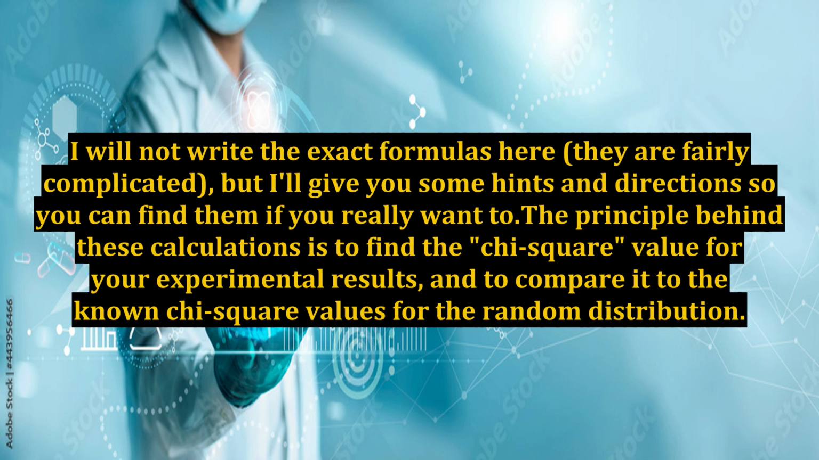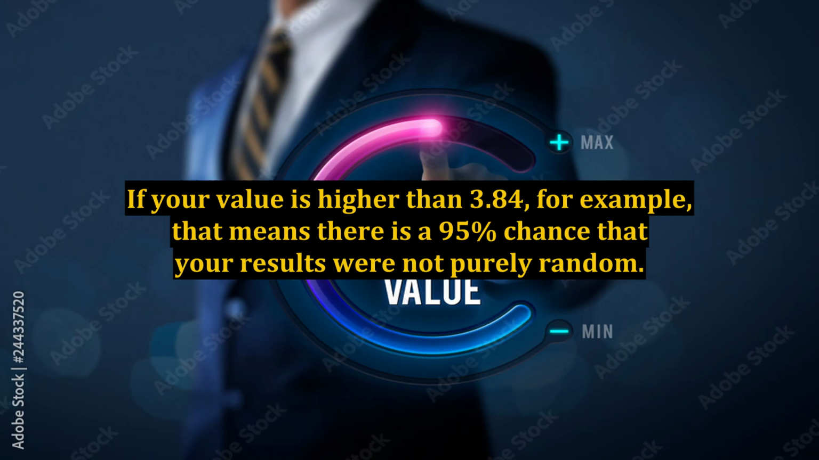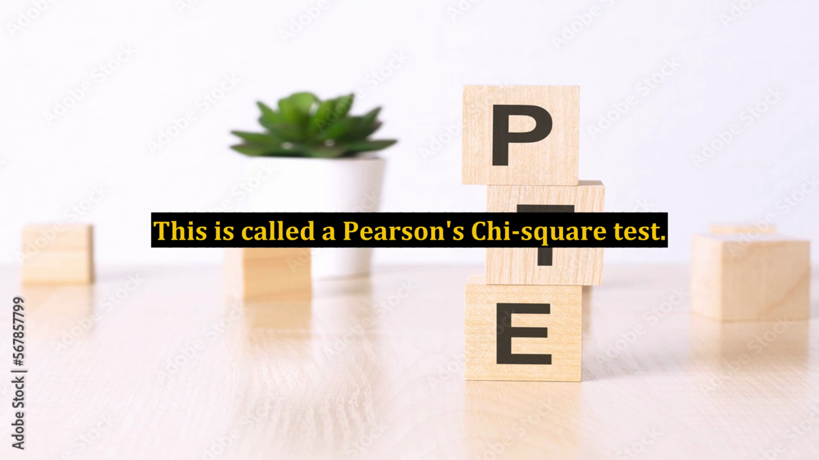I will not write the exact formulas here, they are fairly complicated, but I'll give you some hints and directions so you can find them if you really want to. The principle behind these calculations is to find the chi-square value for your experimental results, and to compare it to the known chi-square values for the random distribution. If your value is higher than 3.84, for example, that means there is a 95% chance that your results were not purely random. This is called a Pearson's chi-square test.